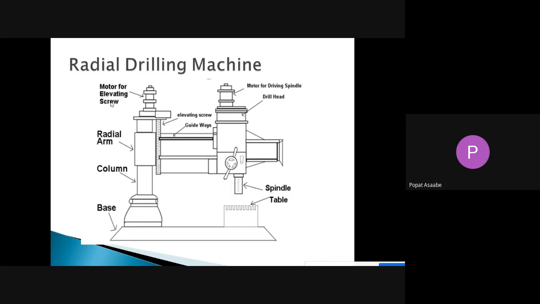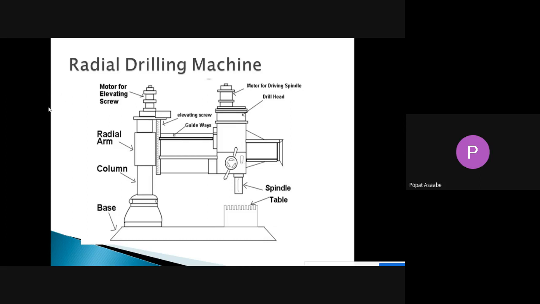In the drilling machine we rotate the spindle with the help of the power transmission unit, that is, with the help of the motor. Once the spindle is rotating, at the end of the spindle we attach the chuck, and with the help of that chuck we can hold the drill bit. Once the drill bit is rotating, it is necessary to give the feed to the drill bit with the help of the hand wheel provided.